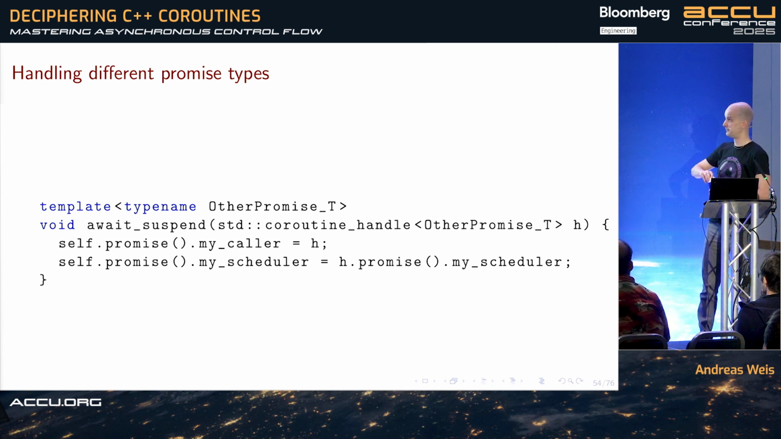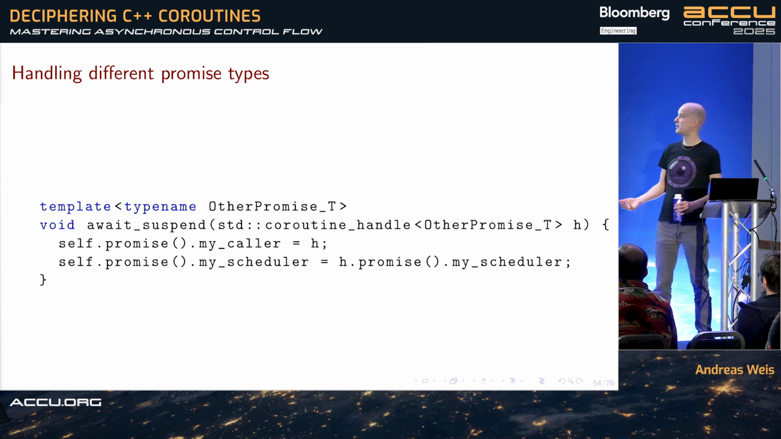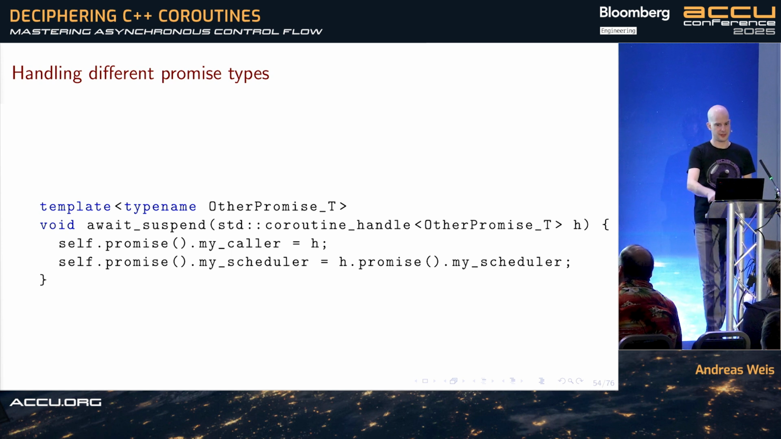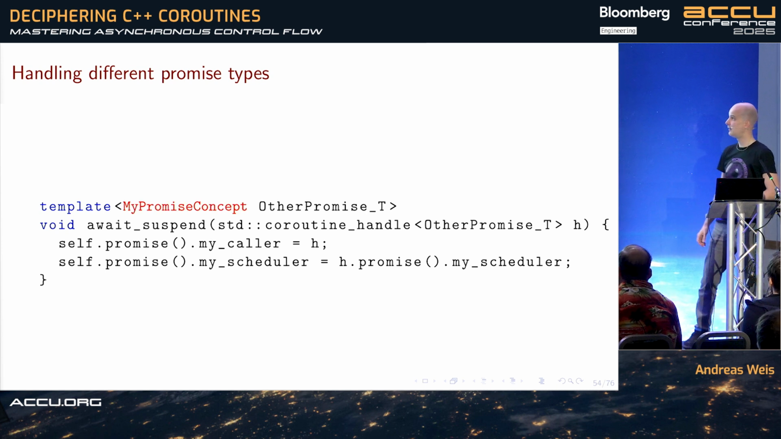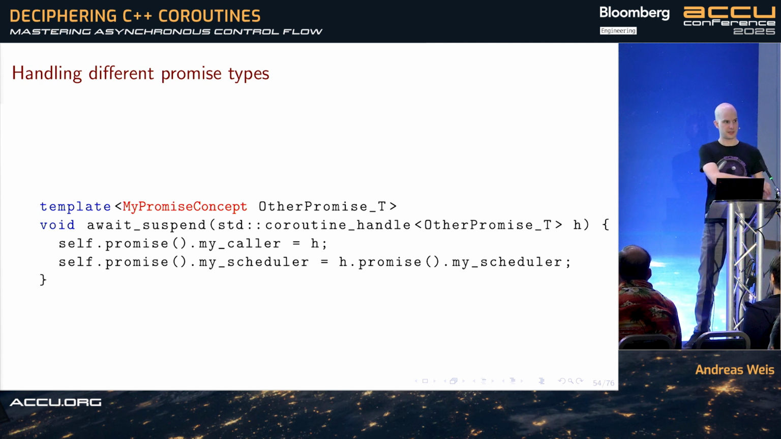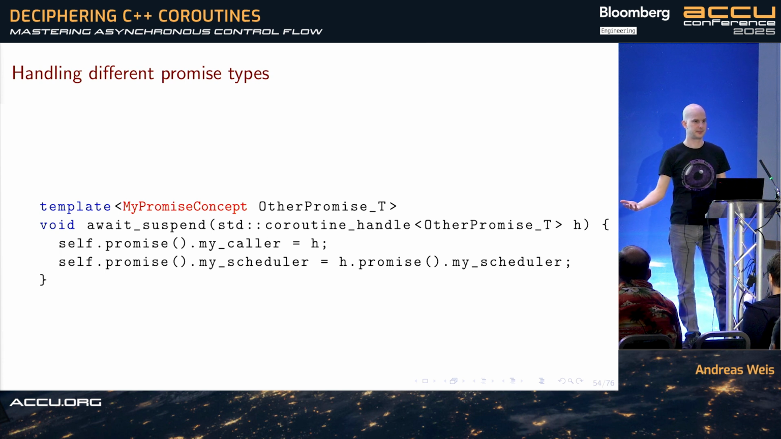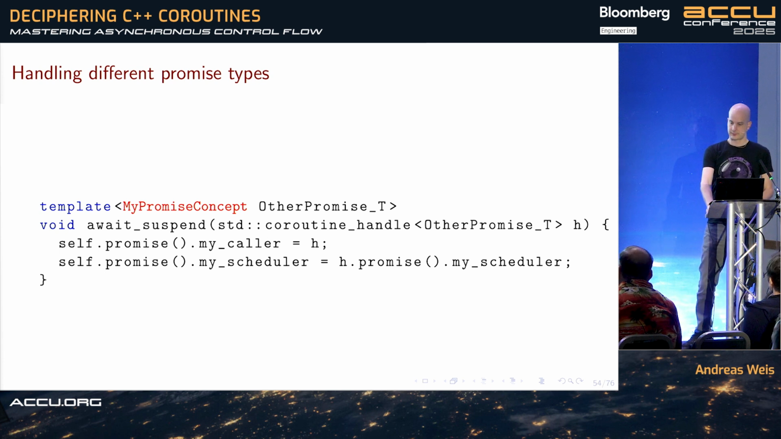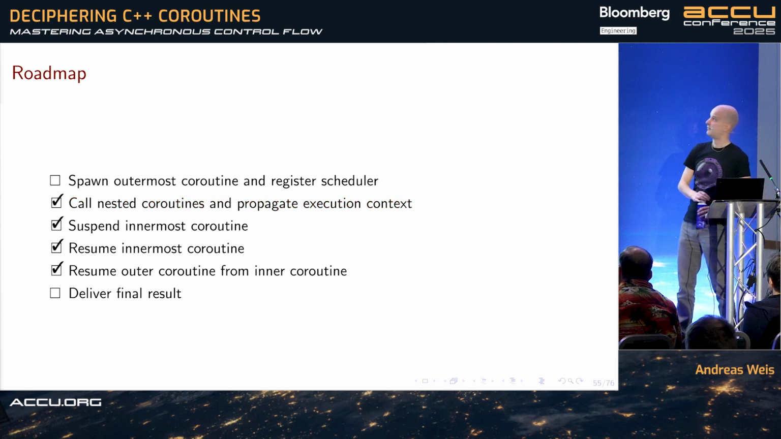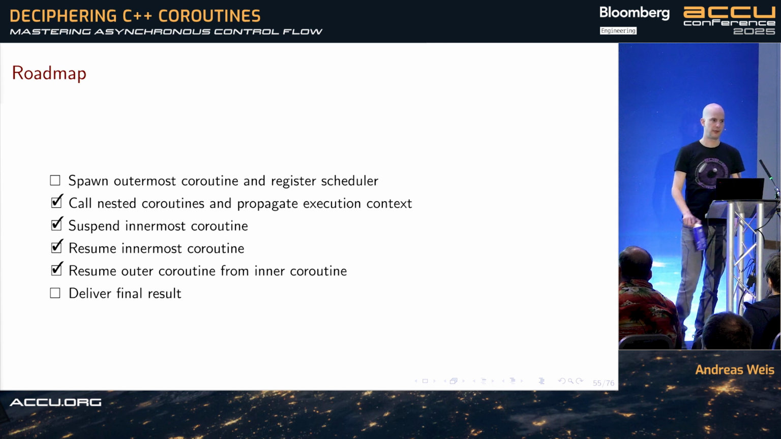So I need a template here. But it also can be any promise type because I expect it to have a field myScheduler, which contains the information that I want to propagate. So I expect all of the promises that are part of such an asynchronous computation to follow some concept. But that's really it. That solves this, right? I can just propagate whatever I want now through the same mechanism.